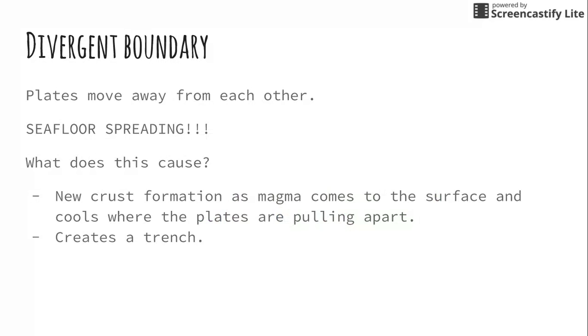So, the area where the plates are actually moving away from each other because of these convection currents is called the divergent boundary. And when it's an oceanic plate, we call this seafloor spreading. So, what does this actually cause? It causes new crust to form as magma comes to the surface and cools, where the plates are pulling apart at that boundary, and it creates this trench or this ridge where the two plates are separated from each other.